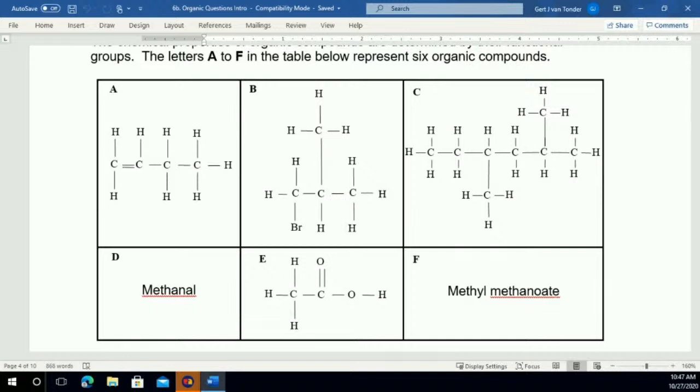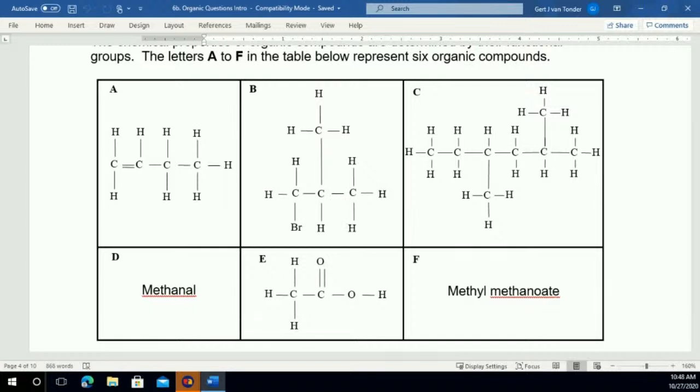For B, we notice single bonds, so it is a saturated alkane. There's a substituent, a methyl group on the second carbon. There's a bromine on the first. So we can see that this is 1-bromo-2-methylpropane. We'll get back to that.